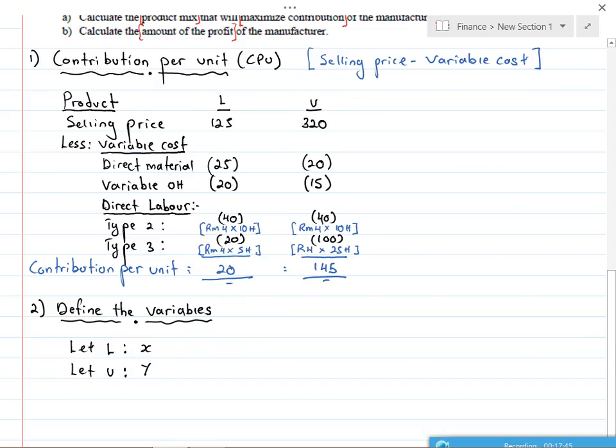Define the variables. Working number 3. What is working number 3?